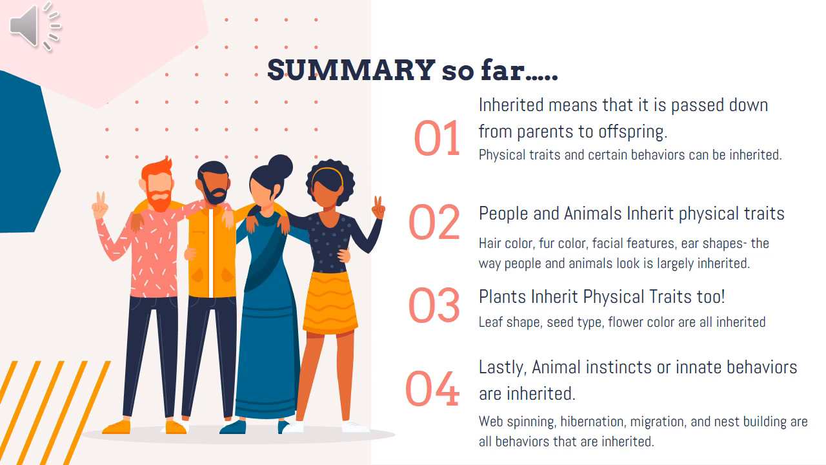Third, we talked about the fact that plants can inherit physical traits too, such as their leaf shapes, their seed types, flower colors. All of those things are inherited. And lastly, we talked about animal instincts or innate behaviors are inherited, such as web spinning, hibernation, migration, nest building. Those are all behaviors that are not taught. Those are behaviors that are inherited, also called instincts or innate behaviors.